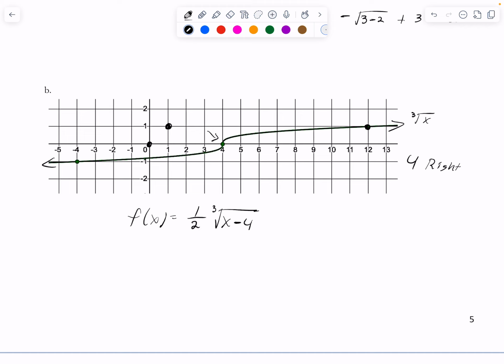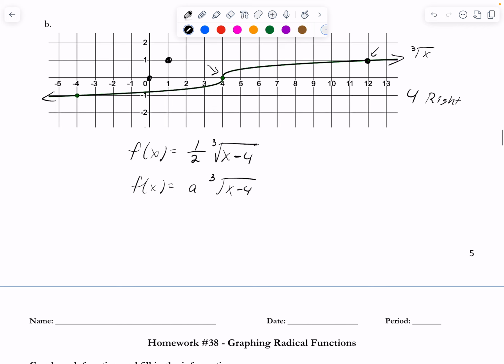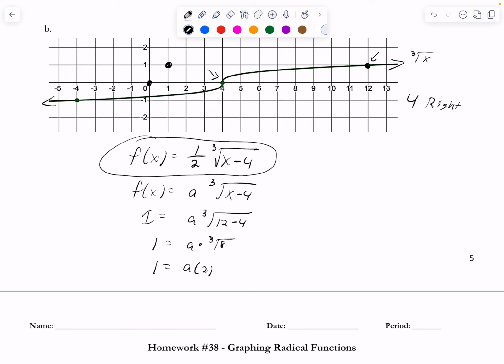You might be wondering, how did I know that? Well, you can always plug in this point, 12 comma 1. You can put an a there like we did when we did polynomials, and put the y value of 1. You plug in that 12 for x, and we can solve for it. So that's going to be a times the cube root of 8 equals 1. The cube root of 8 is 2. And then you'll see where I got that 1/2. Divide by 2, you get a is 1/2. What I usually do is just guess what I think it could be, but you have the work there. You can solve it, and then I plug in at the end.